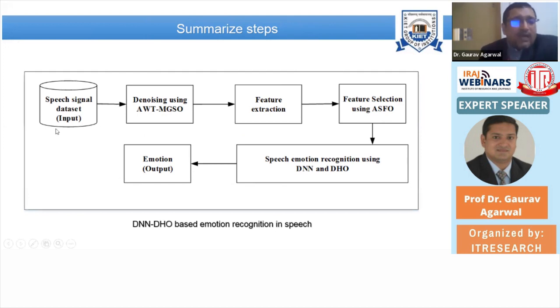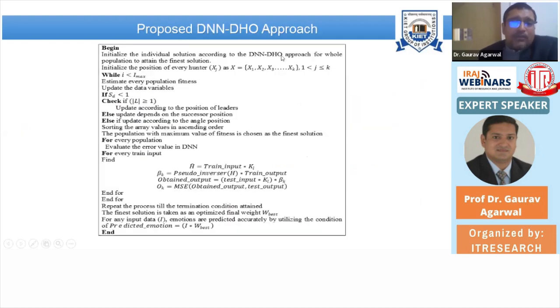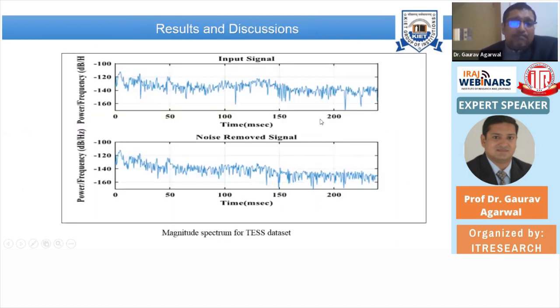That is, we have the speech signal data set. We have done the denoising using AWT MGSO. Then we did the feature extraction. Then we have the feature selection, followed by the speech emotion recognition. And finally, we have the emotion output. This is the proposed algorithm which I have used.